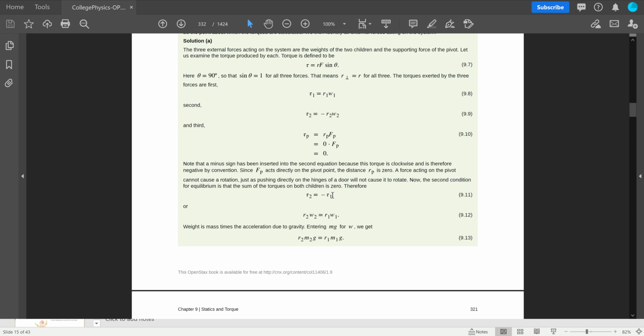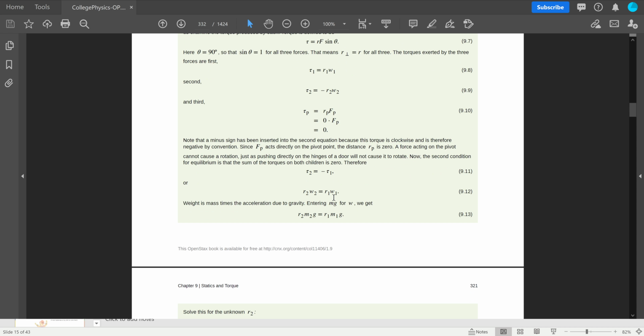So now we're going to dive into the second condition for equilibrium, which is that the sum of all torques on both children is 0. If they sum to 0, that means they equal each other, right? Because if you do tau 1 plus tau 2, that should give you 0, which means that we can equate them to each other.